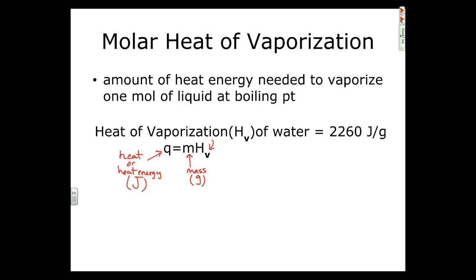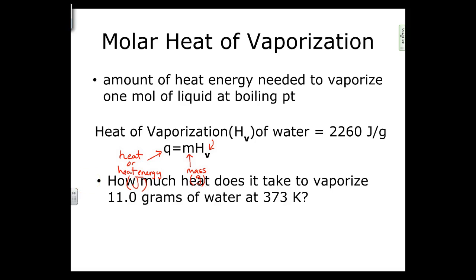And that would be different for every substance. You're going to be working with water, which we have the heat of vaporization for. Now, this equation is given to you on your reference table. So again, you do not have to memorize the equation or the heat of vaporization of water. Both of those are given to you. This would be a type of problem that you might have to use this for.